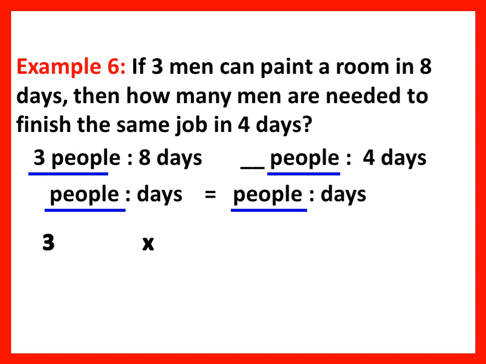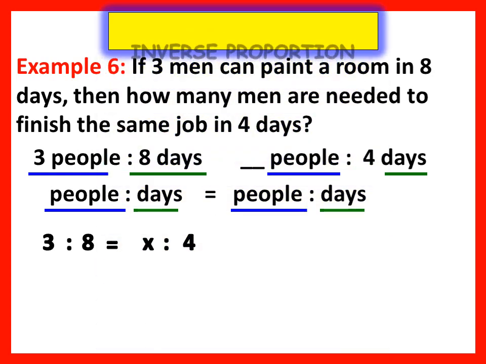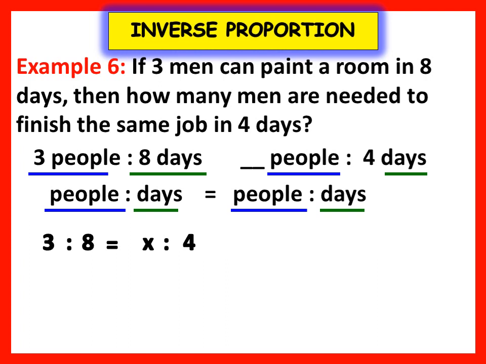Again, from 3, we expect that x will be higher than 3, so that is increasing. But for the number of days, 8 becomes 4, that is decreasing. So we have increasing for the first variable and decreasing for the second variable. Therefore, this is an inverse proportion.